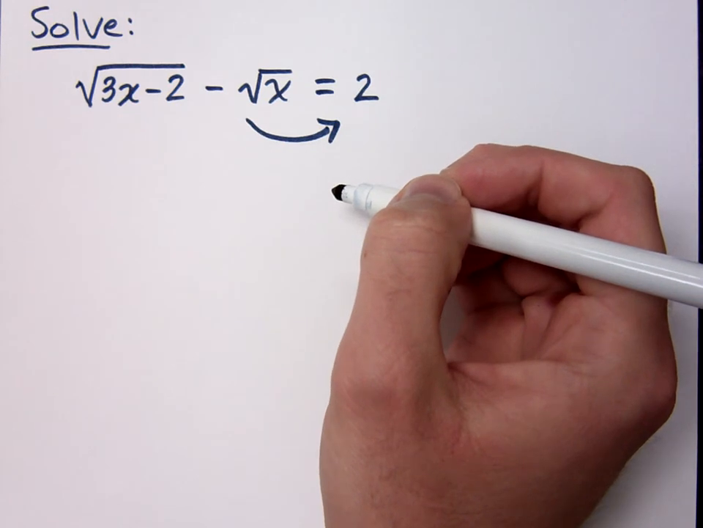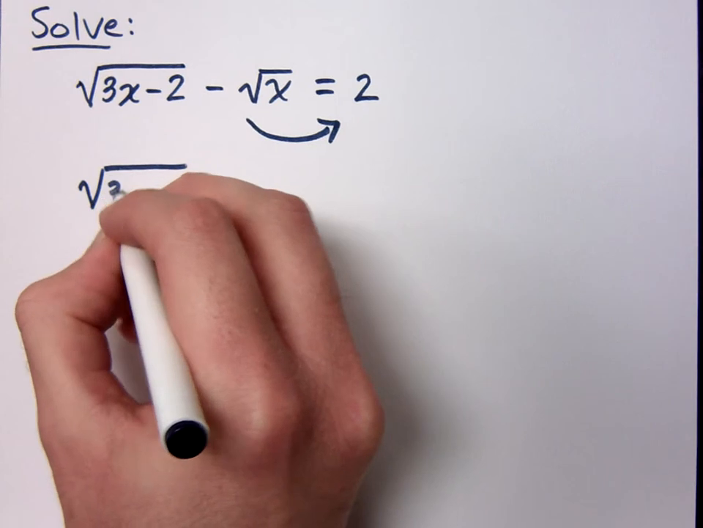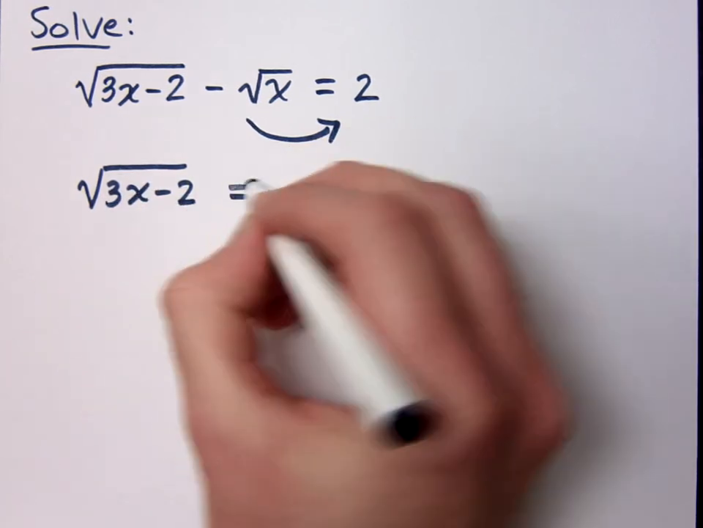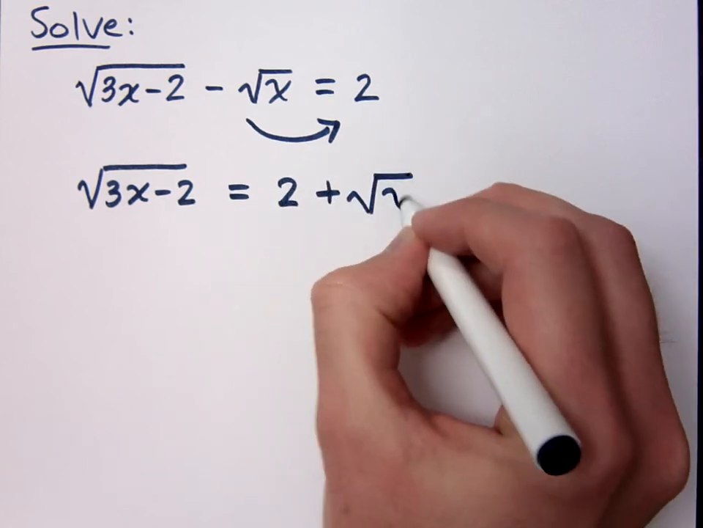The square root of x. The square root of 3x minus 2 is equal to 2 plus the square root of x.